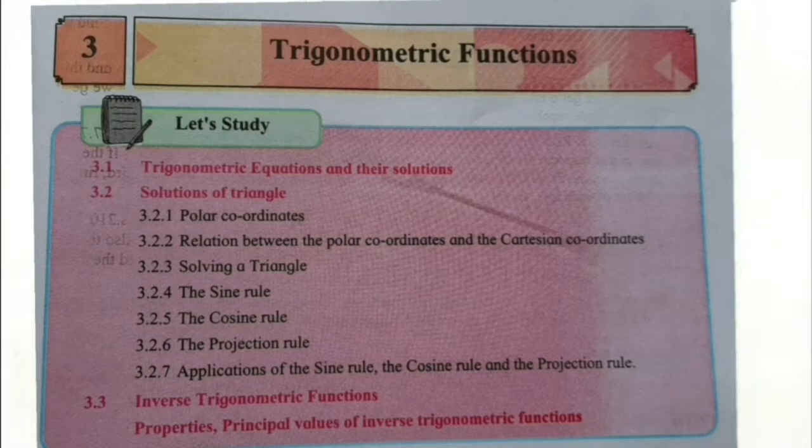After that, applications of the sine rule, cosine rule and projection rule. But for this particular academic year, the board has omitted that topic. And lastly, inverse trigonometric functions. Here also the board has omitted the part of proof of inverse trigonometric functions. But the properties and the examples depending on the properties are there in the syllabus.